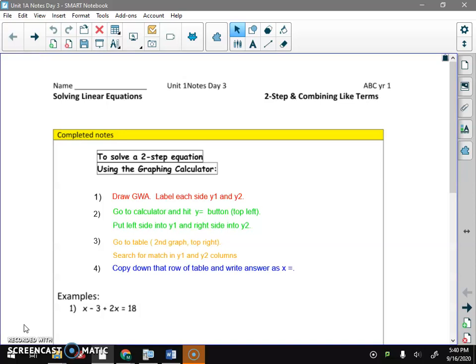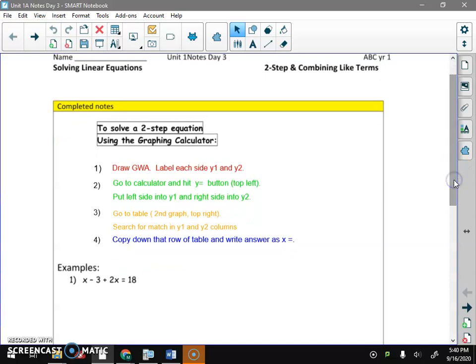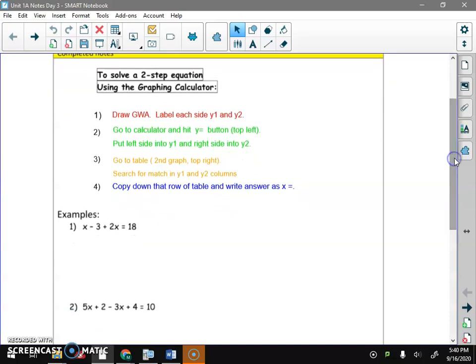The difference today is our equations are a little bit more complex. There's going to be more x's, more variables, possibly variables on both sides down the road, so it'll be a little more of a challenge, but the steps are still pretty much the same. Let's go through what we learned yesterday. We draw the Great Wall of Algebra, and we label each side y1 and y2. Let's follow these steps onto our first example.